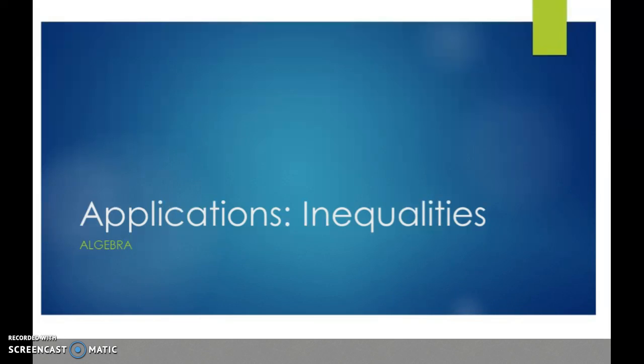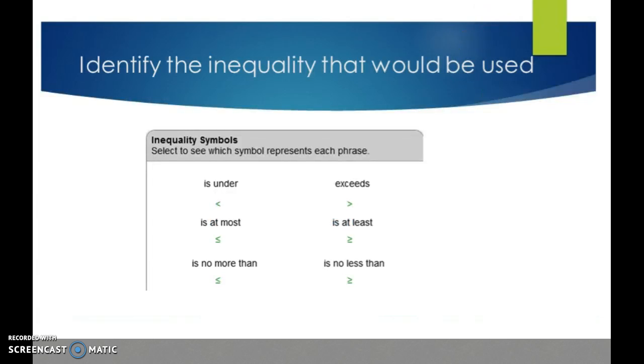So applications for inequalities is just working with word problems and using inequalities to solve word problems. Before we get into some examples, it is really helpful to know what inequality goes with which phrase. Looking at what these are, if you want something that is under a certain amount, then that expression needs to be less than a certain amount.